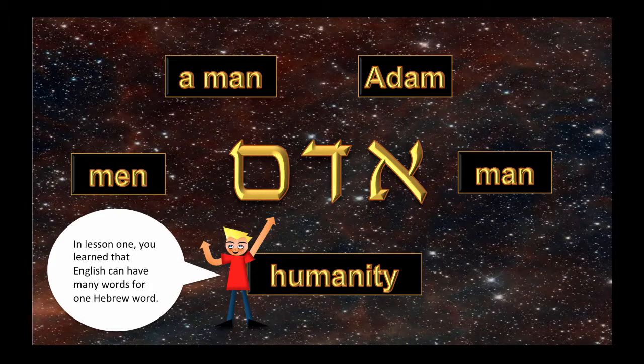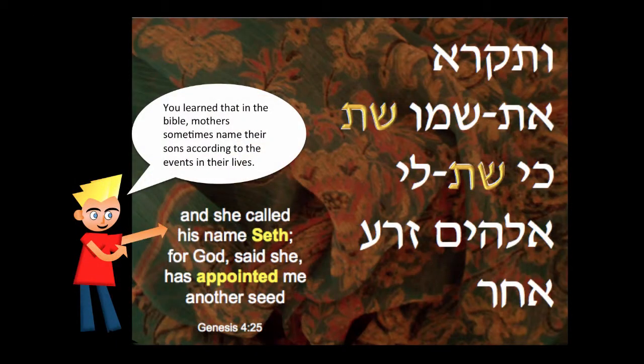Right off in Lesson 1, you learned something really important. You learned that English can have many words for one Hebrew word, which makes life easier for you when you're learning Hebrew. You learned that in the Bible, mothers sometimes name their sons according to events in their lives. And here, this is Eve, and she had lost both of her sons, and so she was very happy to finally get Seth, and was just saying that God had appointed her another seed.